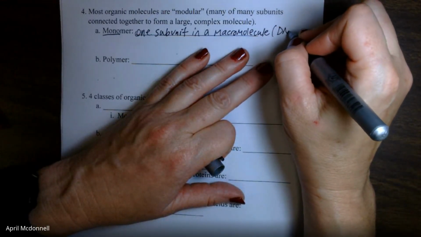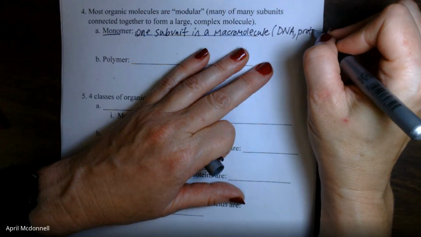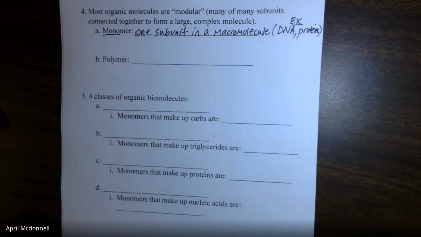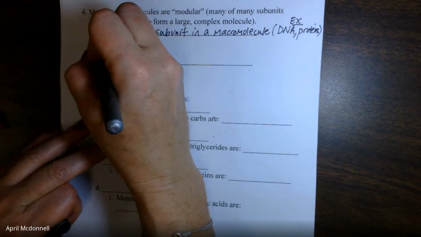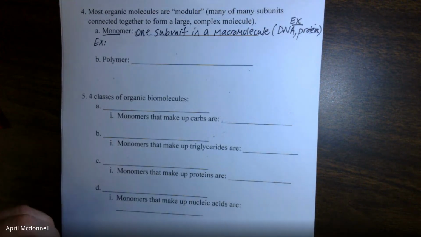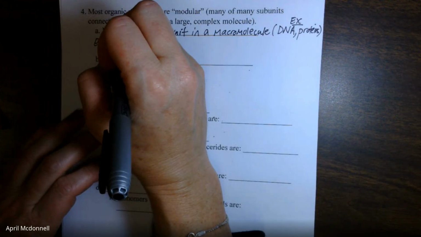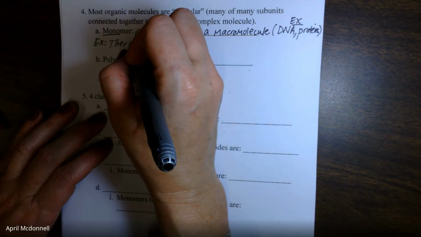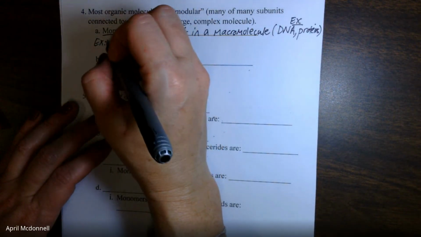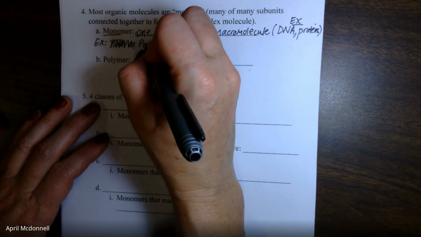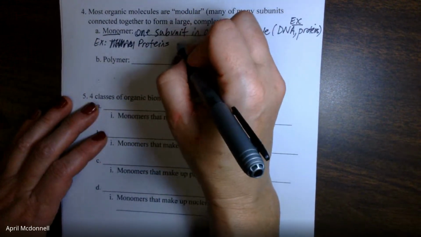Macromolecules are DNA, carbs, proteins. Those are some examples of macromolecules. I believe we mentioned it in chapter 2. Let's give an example using the term monomer. We'll say proteins are made of amino acid monomers.